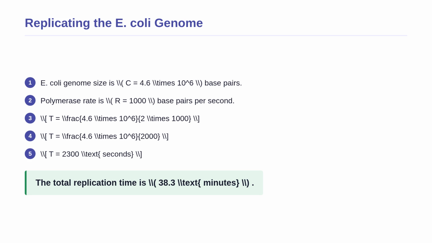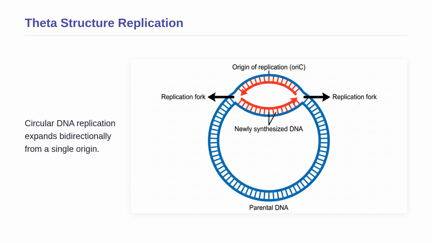Having calculated the speed of this process, let us visualize exactly what is happening at the molecular level. Here, you are looking at a classic theta structure, which represents circular DNA mid-replication. The large blue circle is the original bacterial chromosome. At the top, you can see the replication bubble that is opened up at the origin of replication, labeled OriC.